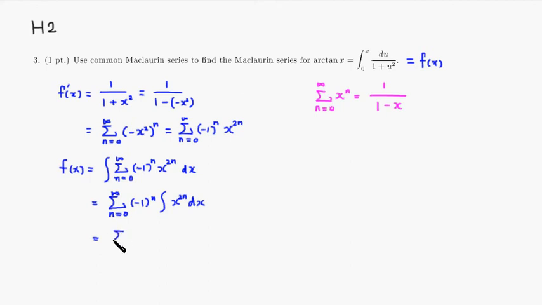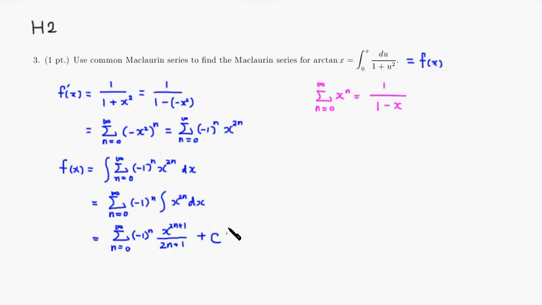So it's going to be a summation, n goes from 0 to infinity. You have a negative 1 to the n, I'm just copying those. The antiderivative of x to the 2n is the power rule: x to the, add 1 to the power, so 2n plus 1, over, and divide by that power, so 2n plus 1. Then since this is an indefinite integral, you might have a constant, so I'm going to say plus some constant c.